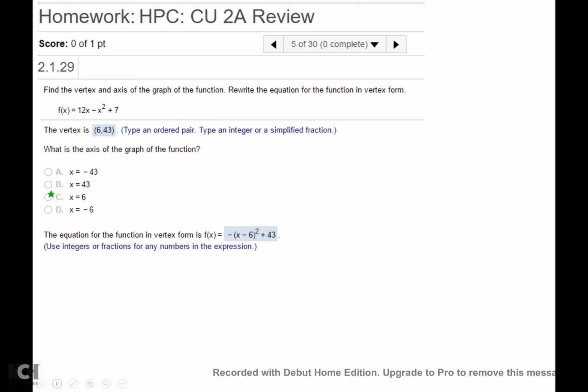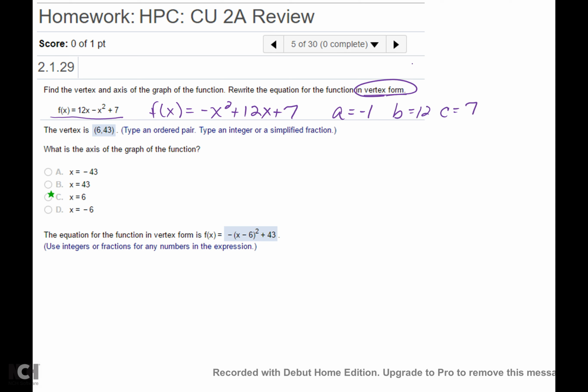Okay, find the vertex and axis of the graph of the function. Rewrite the equation for the function in vertex form. Well, they're giving it to me in standard form, except that's not even right because it's not in decreasing order, so it should be negative x squared plus 12x plus 7. And that tells me that a equals negative 1, b equals 12, c equals 7.